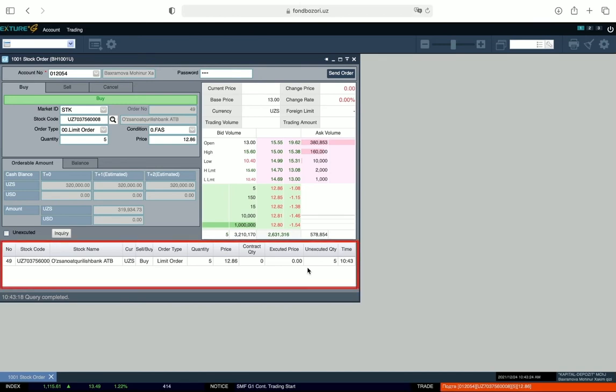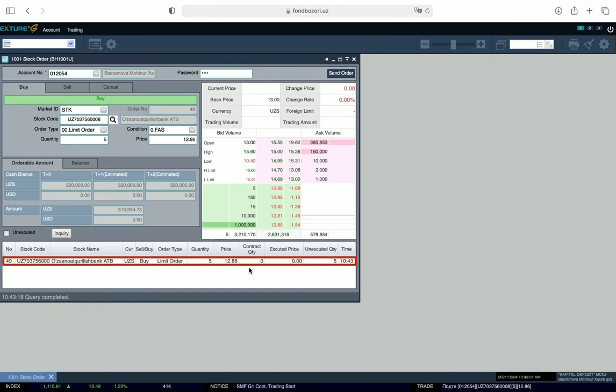Let's now take a look at the applications I have. So far, I have 1 application. These are the 5 stocks of Bank that haven't yet been sold to me. That means I don't have these 5 stocks yet because no one has sold them to me. Therefore, my 5 stocks are in unexecuted quantity.